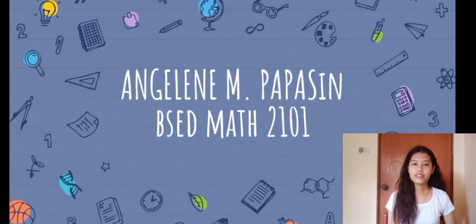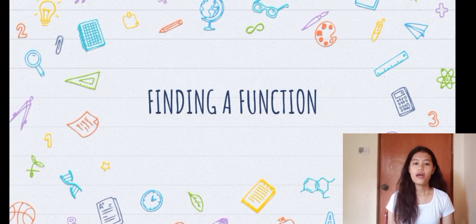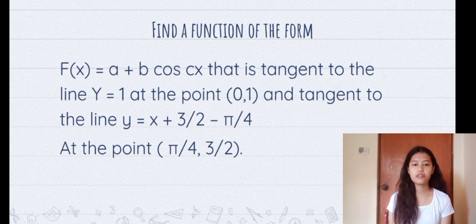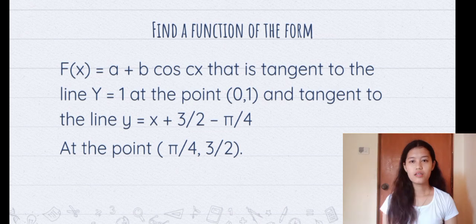Good morning everyone! I'm here to teach you how to find the function of the form f(x) = a + b cos(cx) that is tangent to the line y = 1 at the point (0, 1) and tangent to the line y = x + 3/2 - π/4 at the point (π/4, 3/2). So I am Anjin Papasin and let's start.